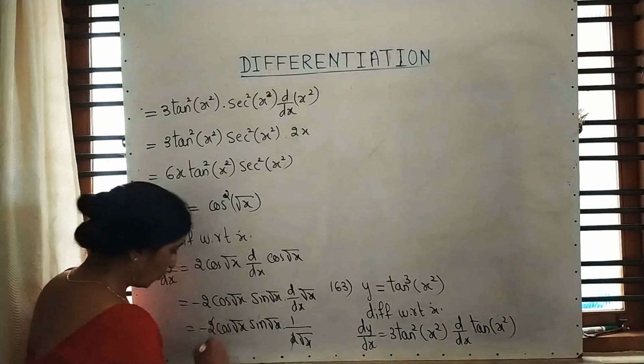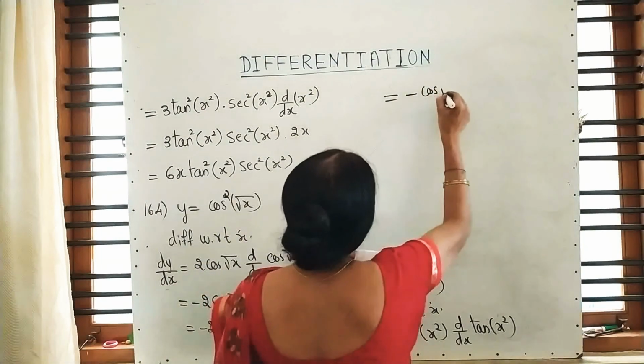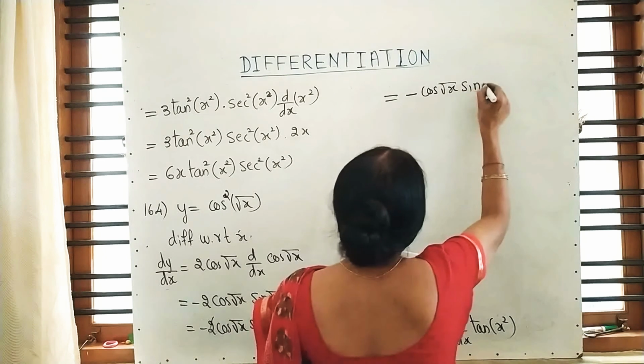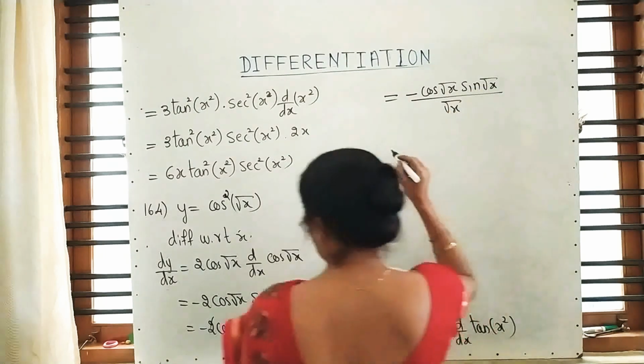This 2 and 2 gets cancelled. Minus cos root x, sin root x divided by root x.